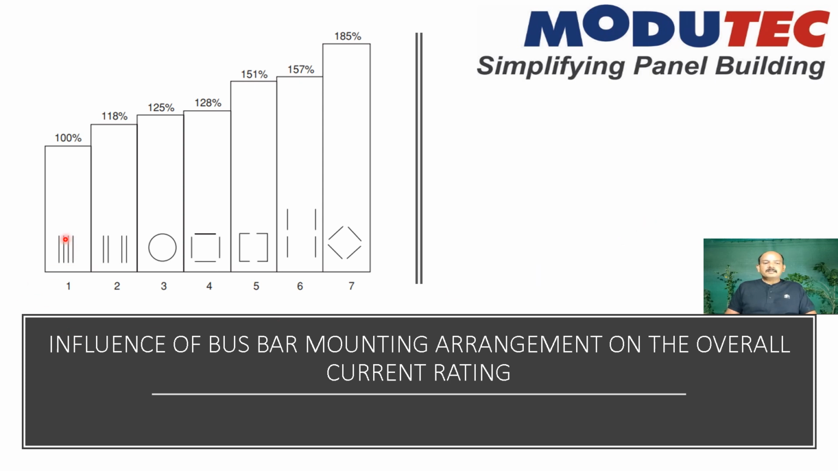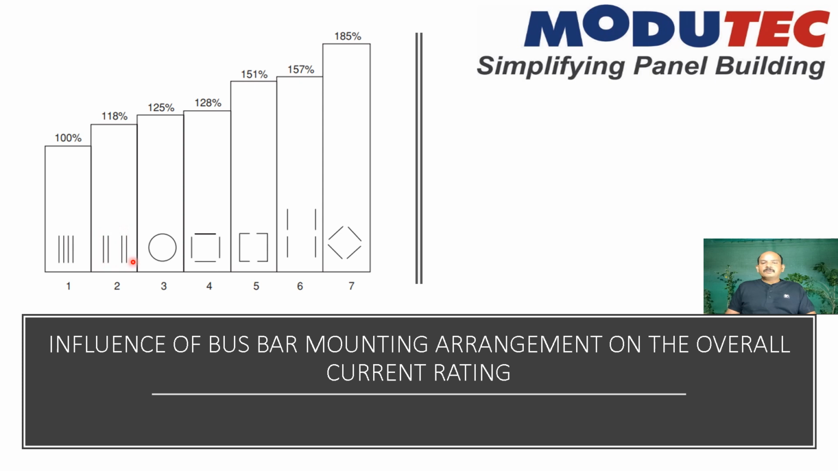If you arrange the bus bars side by side, vertically, this is 100% of the current we are able to take from this type of arrangement. If you make the same arrangement, only between the two runs you give some gap, for example 30 mm, so that heat dissipation takes place, the same bus bar can deliver 118%. That means an 18% increase only by changing the bus bar arrangement between these two.